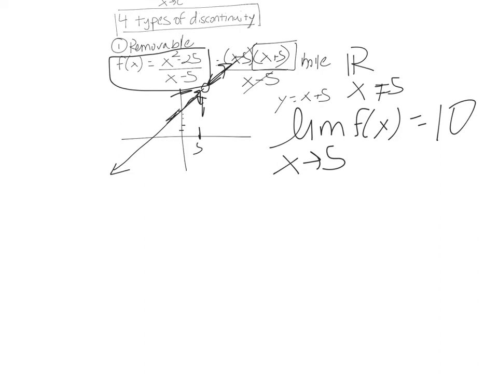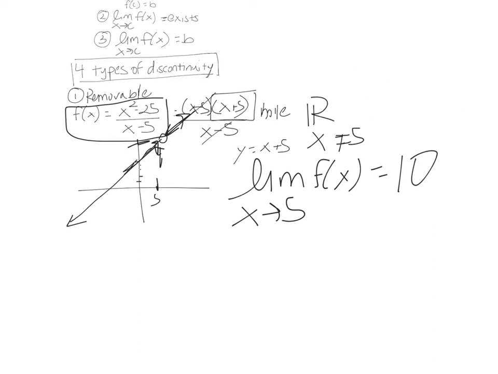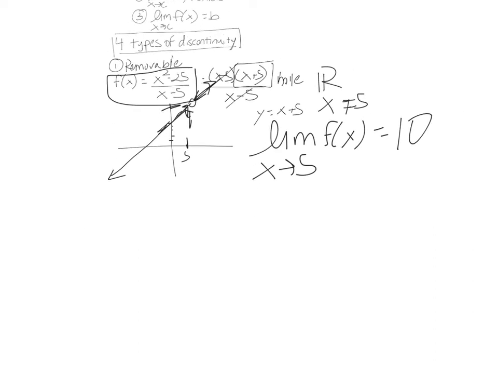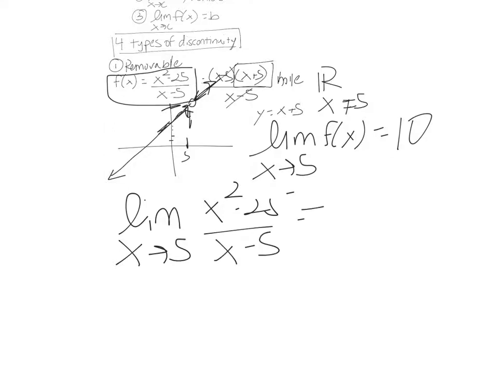Why is the limit 10? Oh, the limit's 10 because if you solve the limit of this algebraically, you would do the limit as x approaches 5 of x squared minus 25 over x minus 5. And then what we did is we factored it, and you get x plus 5. And then you take 5 and plug it in, and you get 10.